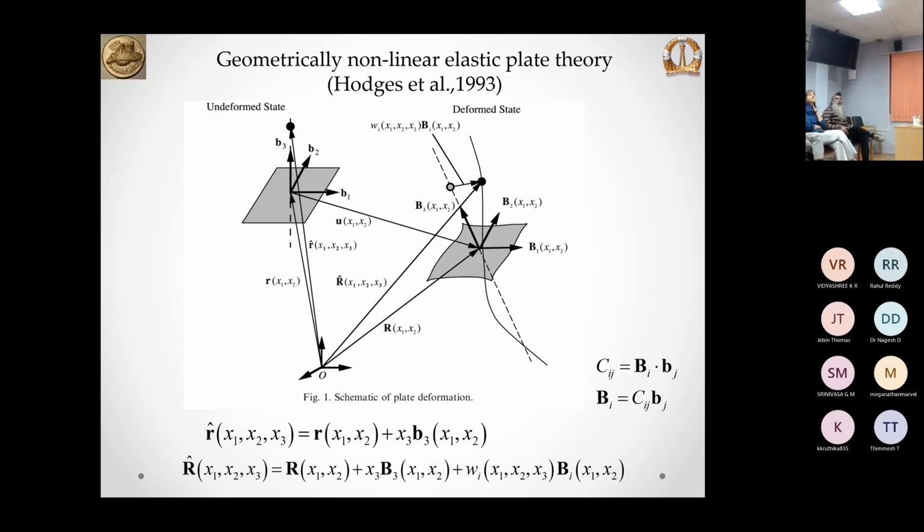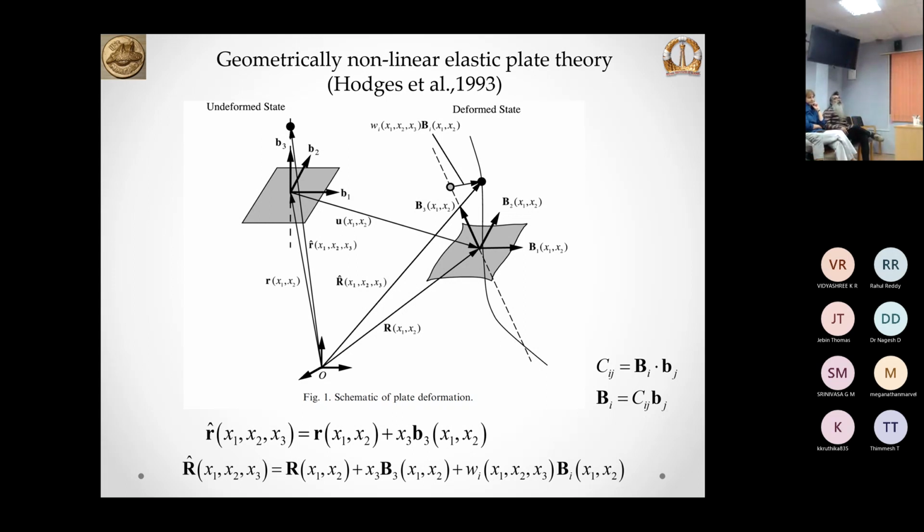And here I'm using plate kinematics and the geometric nonlinear elastic plate theory proposed by Hodges in 1993. Here we are keeping an inertial frame O, and this is a plate in the undeformed state with three orthogonal bases b1, b2, b3, and this is deformed now. That transforms to capital B's. So small b's are undeformed, capital B's are deformed bases.